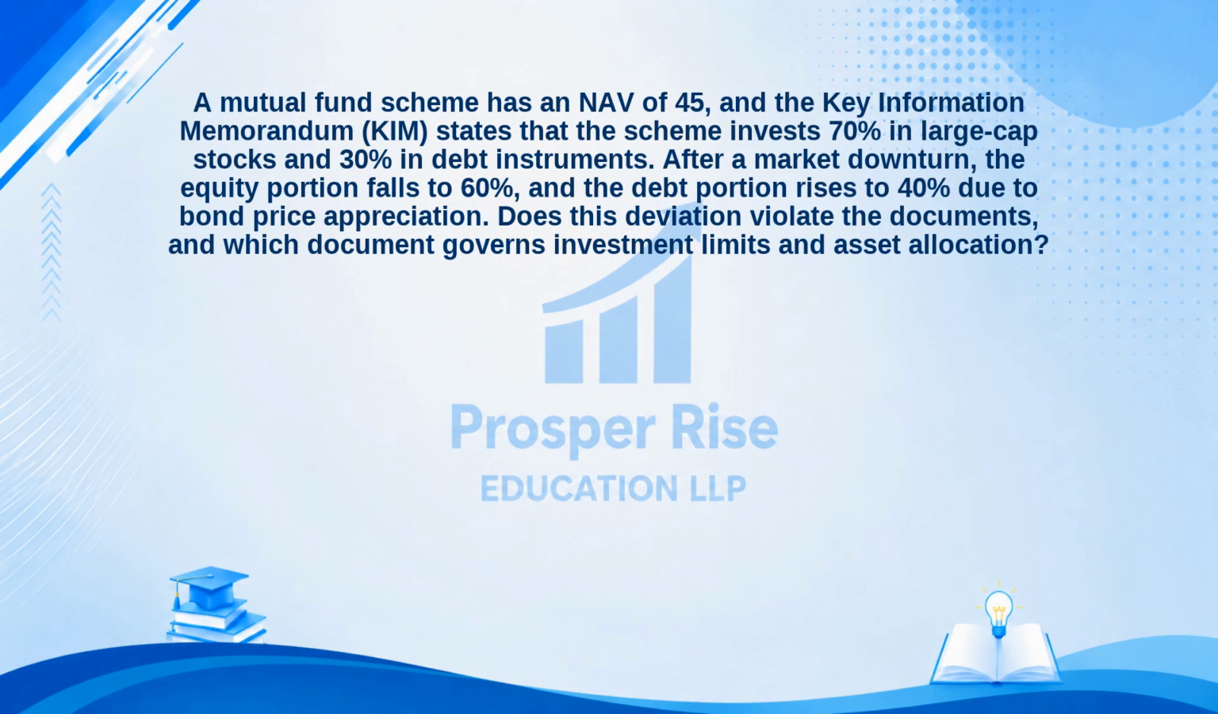A mutual fund scheme has an NAV of 45, and the key information memorandum states that the scheme invests 70% in large cap stocks and 30% in debt instruments. After a market downturn, the equity portion falls to 60% and the debt portion rises to 40% due to bond price appreciation. Does this deviation violate the documents? And which document governs investment limits and asset allocation?